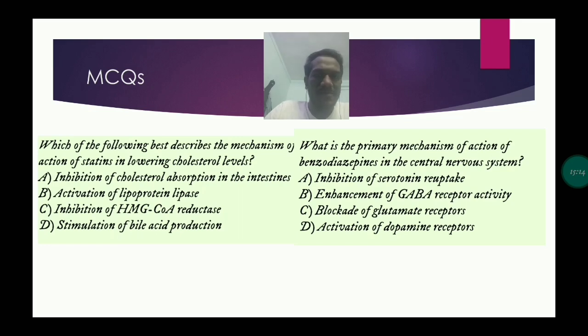lowering cholesterol levels? Option A, inhibition of cholesterol absorption in the intestine. Option B, activation of lipoprotein lipase. Option C, inhibition of HMG-CoA reductase. Option D, stimulation of bile acid production. That was the third. So we have the fourth. What is the primary mechanism of action of benzodiazepines in the central nervous system? Inhibition of serotonin reuptake, enhancement of GABA receptor activity, blockage of glutamate receptors, activation of dopamine receptors.